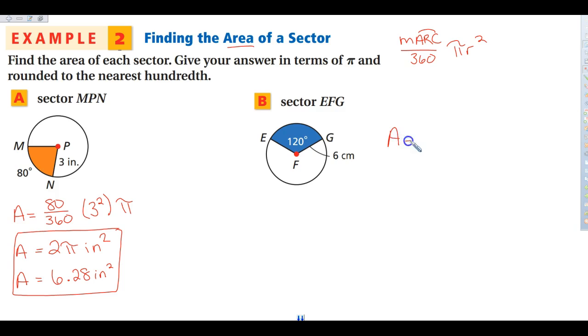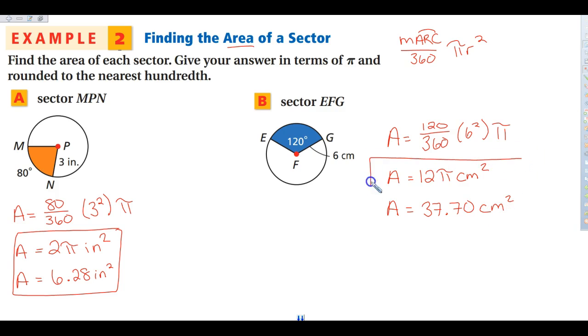And then we're going to do the same thing over here. The degree of our arc is 120 over 360 times my radius, which is 6 squared times pi. Okay, when I do 120 over 360 and I multiply that by 36, I'm going to get 12 pi, and that is centimeters squared. And when I put this in our calculator and we round to the nearest hundredth, it is going to be 37.70 centimeters squared. So let's talk about this for a second.